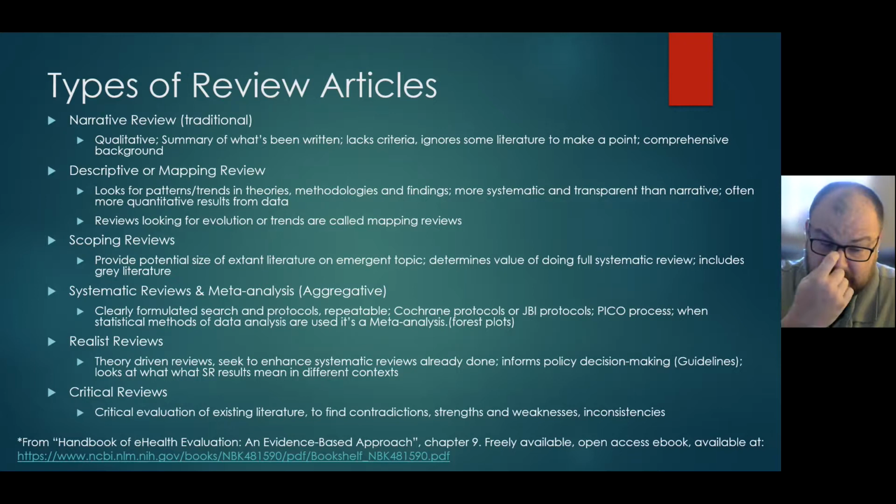And lastly, critical reviews are just what they sound like. They're a critical evaluation of existing literature. They're looking for contradictions, inconsistencies, strengths, and weaknesses in what's out there. So this is not necessarily original research. It's looking at what systematic reviews or meta-analyses have been done. Say you find a couple different systematic reviews or meta-analyses about a given topic, and one says completely the opposite of the other systematic review. So you're looking for those inconsistencies and contradictions and addressing them with the critical evaluation.